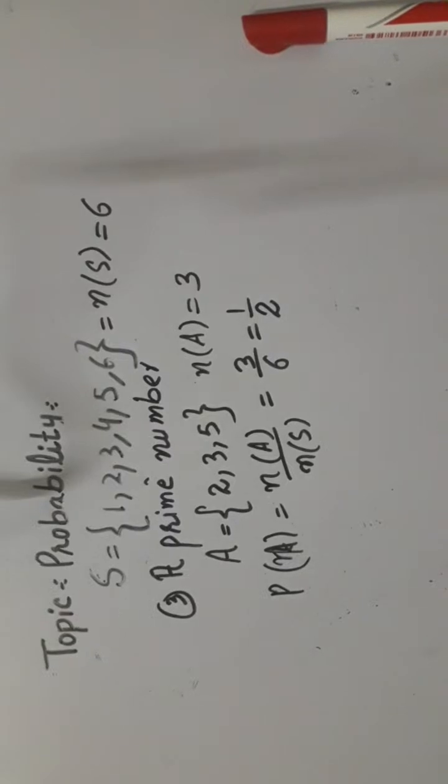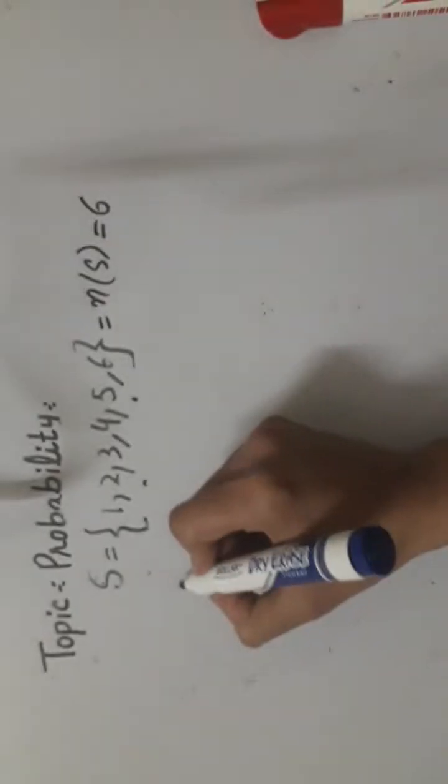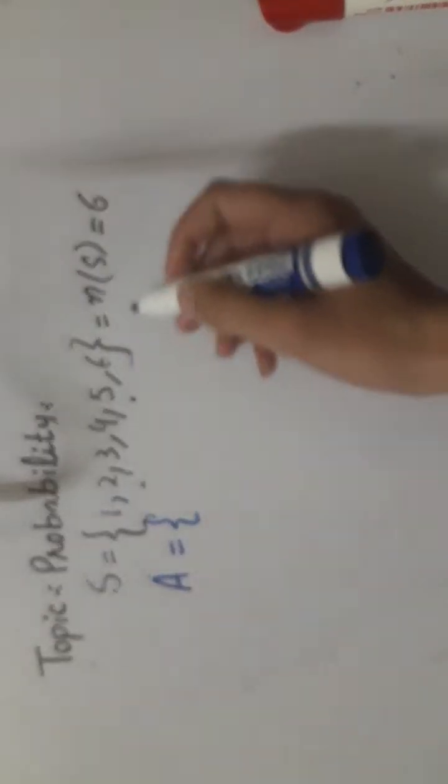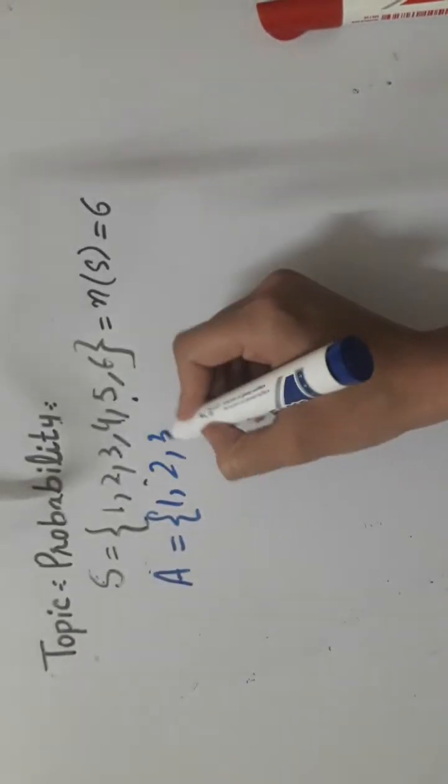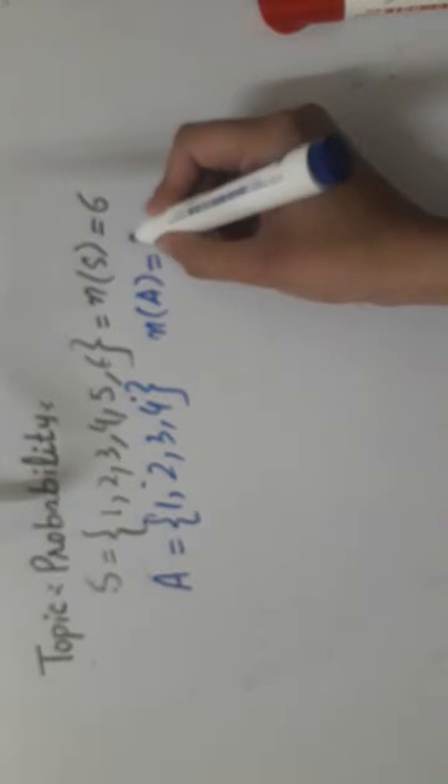Now the next question is to find the probability of a number less than 5. A is an event in which we write the numbers such that they are less than 5. So 1, 2, 3 and 4. These are the numbers which are used. The number of elements is 4.